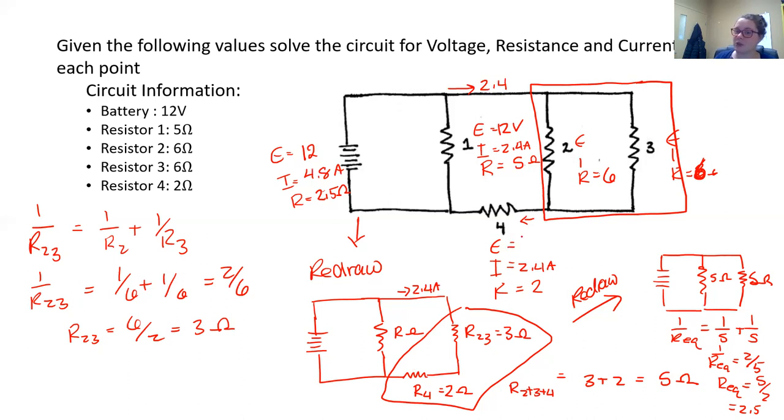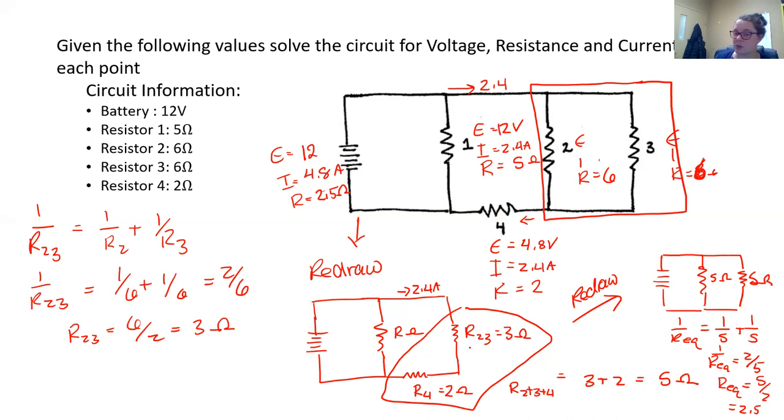And that gives me voltage equal to 2.4 times 2, which is 4.8 volts. Okay, so we started out with 12 volts. 4.8 volts gets used here. So how much voltage is left for this section?